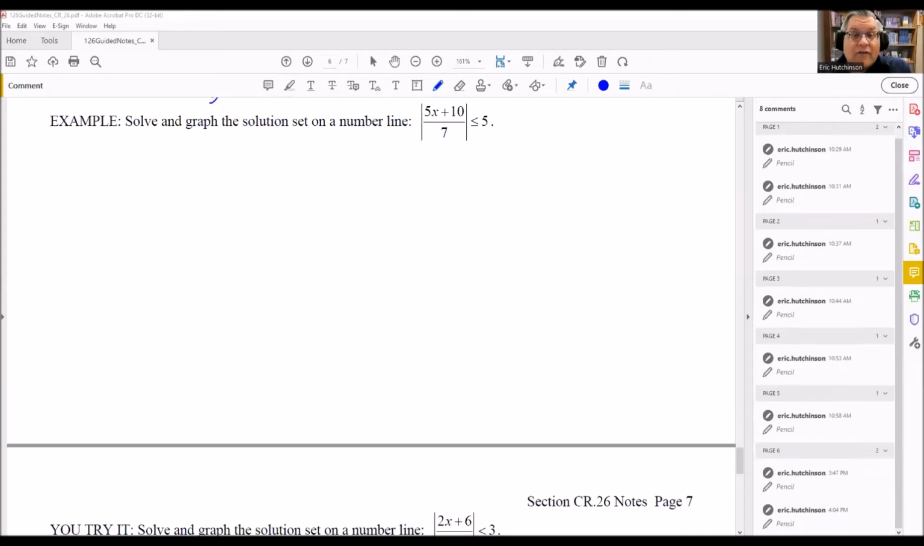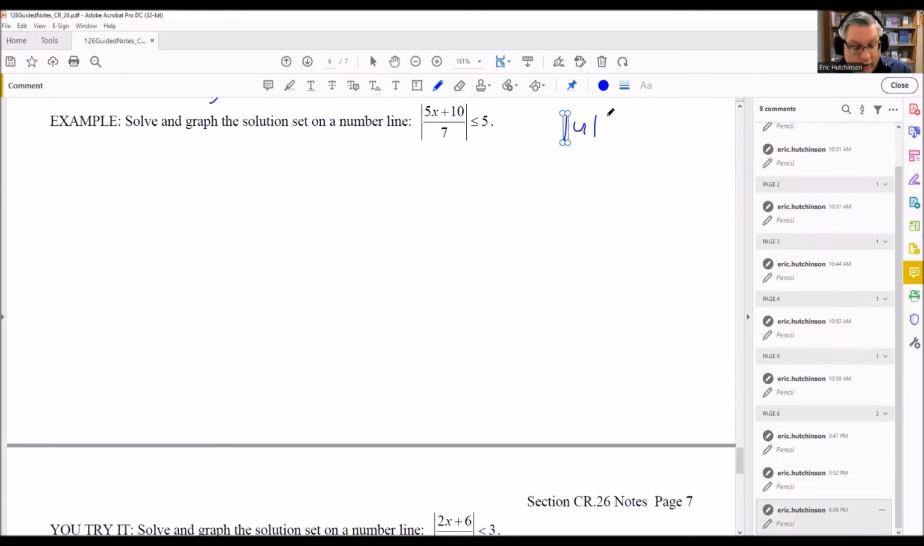In this problem, we have a less than or equal to after the absolute value. So this is set up as a compound inequality. If you've got the absolute value of u, like this, is less than or equal to c, then it turns into this compound inequality: negative c less than or equal to u, less than or equal to c. In our problem, the u is everything inside the absolute value, and the c is going to be 5.